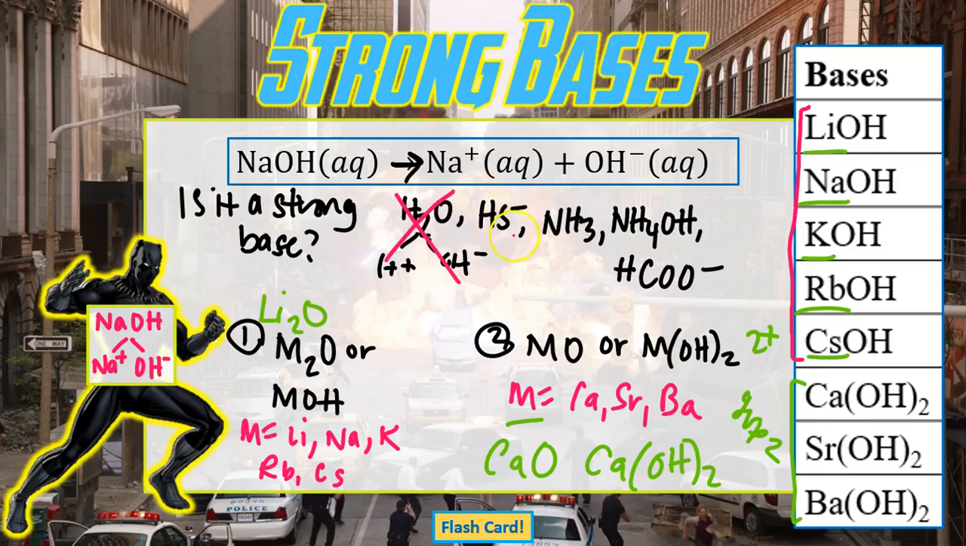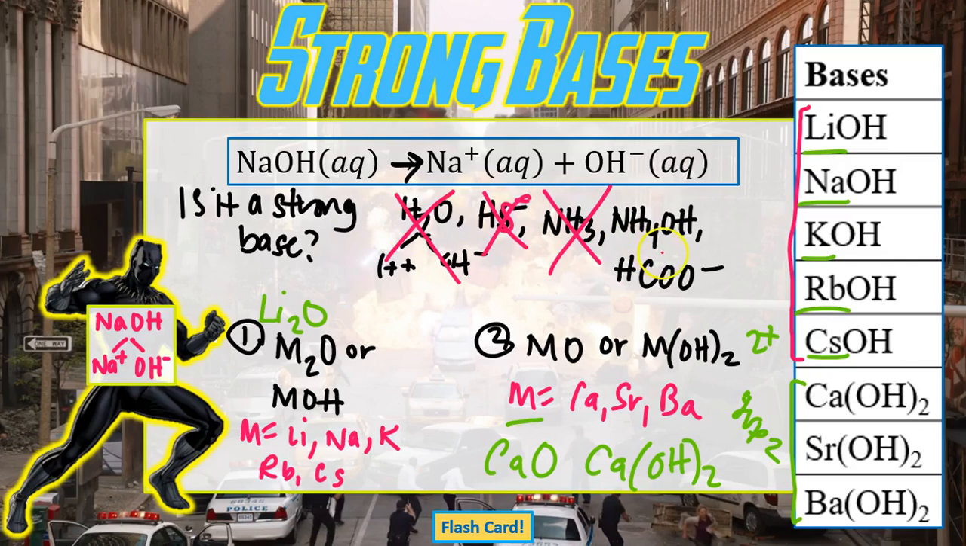Then we have HS minus. Make sure that's an S minus here, folks. Again, it does not contain O2 minus or OH minus, so that's easy to get rid of. Also, we look at NH3. Now we know that NH3 is a base because it has the ability to accept a proton. We saw that with NH3 Iron Man. But is it a strong base? The answer is no. It does not contain OH minus or O2 minus. It does not contain any of the cations, so definitely it is not a strong base. It will be considered a weak base, just like everything else I'm showing you here.